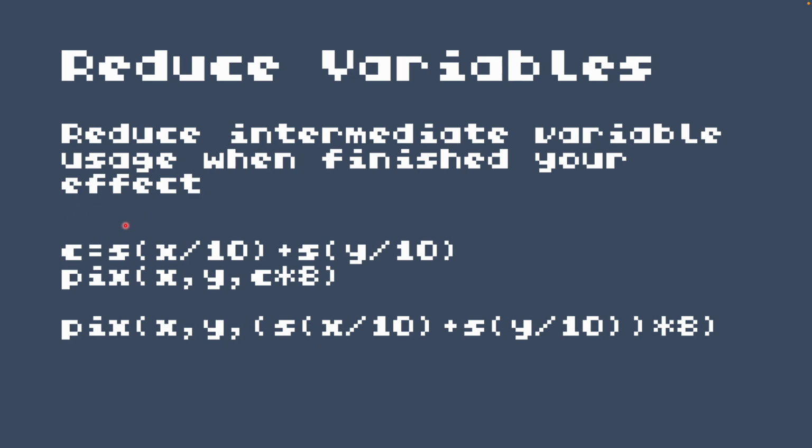Now we still have C equals this, and then we have to put a bracket either side of it because we need to multiply it by 8. So on the whole we saved maybe 1 or 2 characters, and sometimes that's all you need.